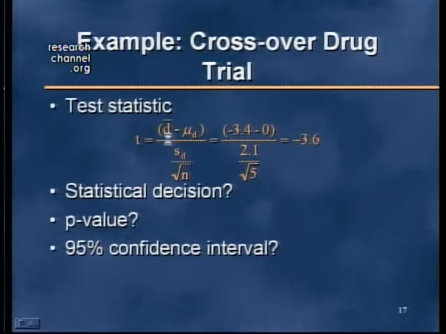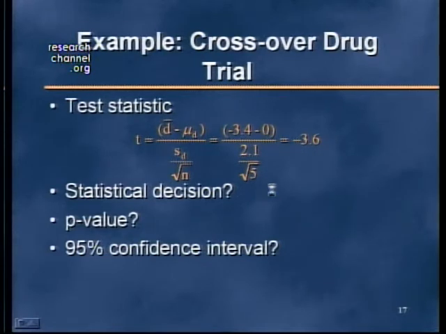Okay, so the test statistic, again, is a variation on the same theme, but now our statistic of interest is the mean difference. We're hypothesizing that the true mean difference is 0, so we subtract 0, and then divide by the standard error of the mean difference, which is the standard deviation divided by the square root of the sample size. And that calculates as negative 3.6.